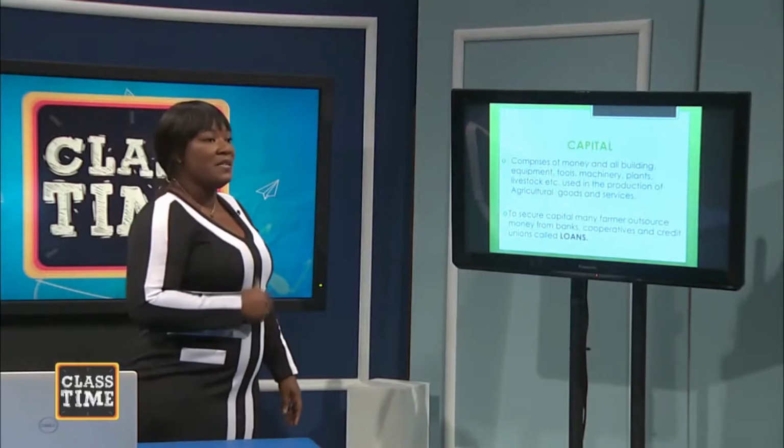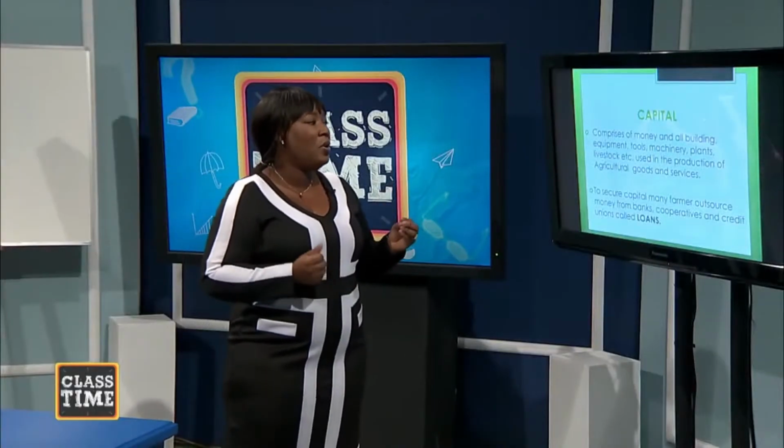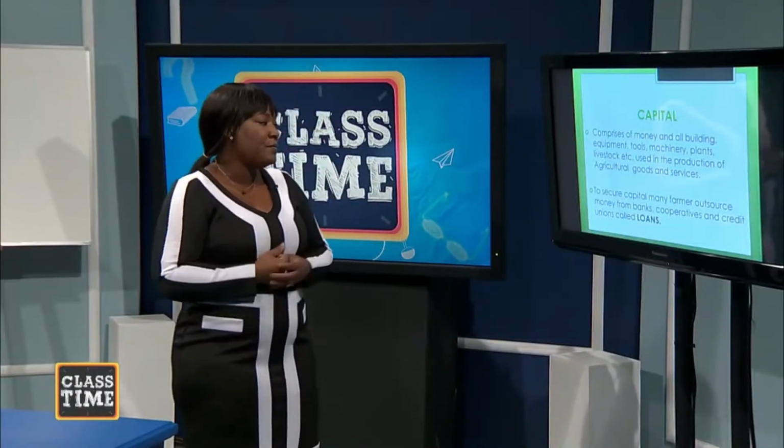Next factor is capital. Capital speaks to money and all buildings, equipment, tools, machinery, plants, livestock. It's used in the production of agricultural goods and services. So this factor looks at 2 different aspects, a working aspect and a fixed aspect. These are all factors that are used in production.